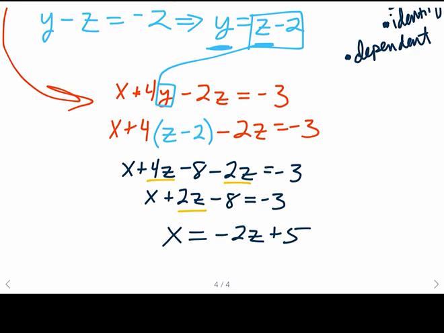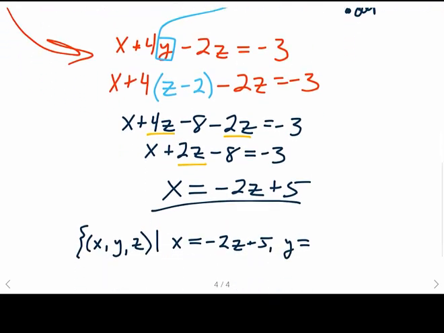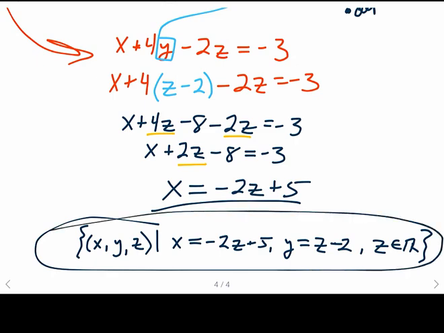After simplifying, I get x equals negative 2z plus 5. X is negative 2z plus 5. Y is z minus 2. We're going to write that down in set notation. The set of x, y, z, such that x is equal to negative 2z plus 5, y is equal to z minus 2, and z is any real number. That's what's meant by write the complete solution.